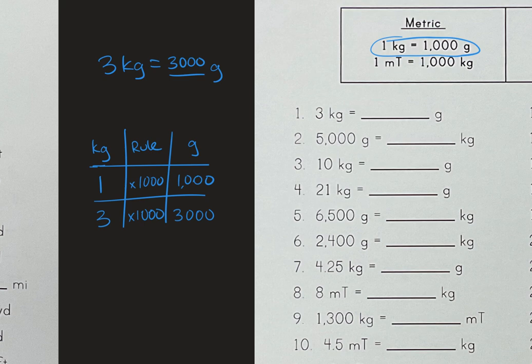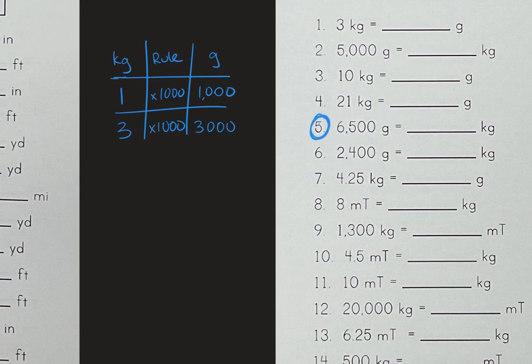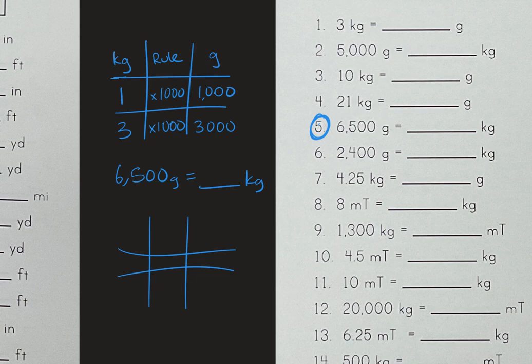Now imagine that it was reversed. Like, what if we're going from grams to kilograms, right? What if we look at this one right here, okay? If we look at number 5, it says 6,500 grams is equal to how many kilograms? Okay, so draw out our board. Okay, I know I made that kind of small, so if you mess up, it's totally fine.